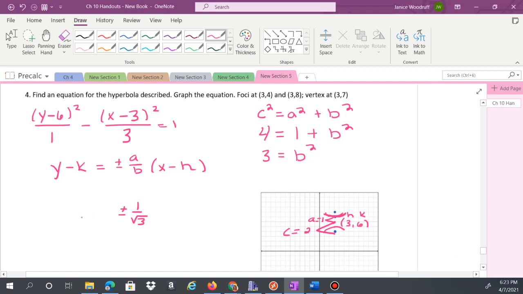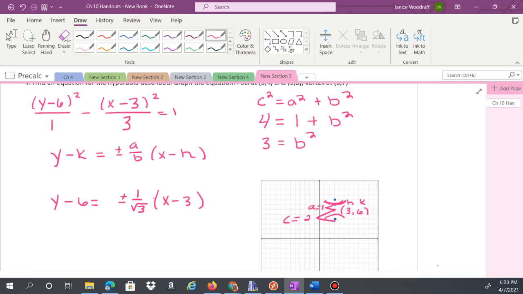If I were actually writing this out, no, that would be 6, sorry. It would be y minus 6 equals plus or minus 1 over root 3 times x minus 3. And then you would have to work that whole thing out. Okay, but here this is just 1 over square root of 3, which is like 1 point something. So I think my drawing is actually pretty accurate.